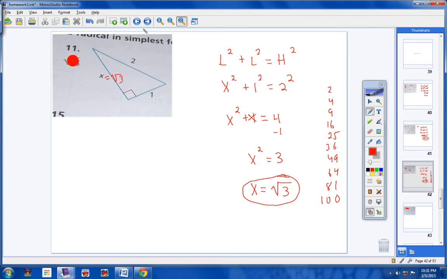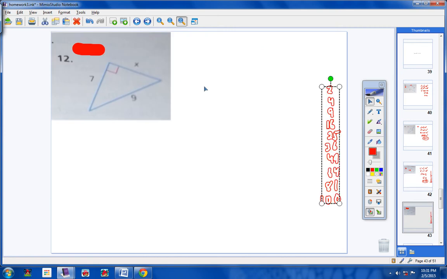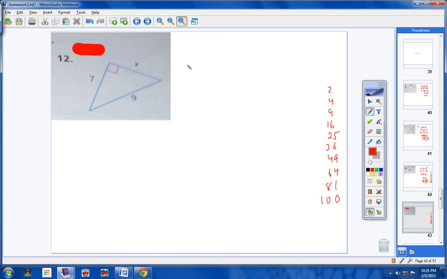Moving on to number 12. We have a right triangle. We know 2 sides. We're missing a third side. We know we can use the Pythagorean theorem: leg squared plus leg squared equals hypotenuse squared. One leg is 7. The other leg is x. And the hypotenuse is 9. So we have 49 plus x squared equals 81. Bring the 49 over and make it a negative 49. And we're left with x squared equals 32.